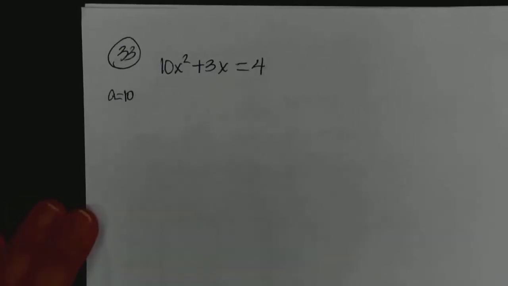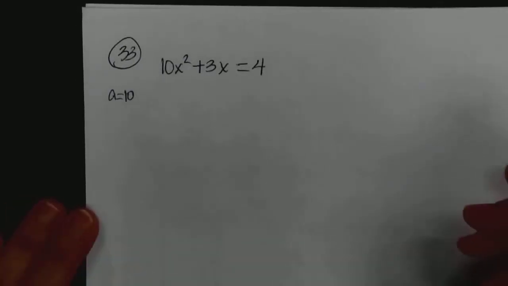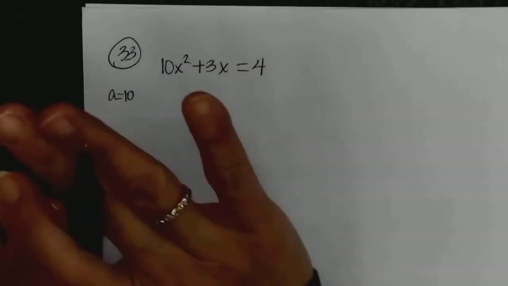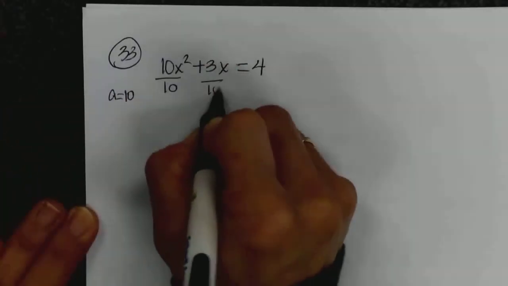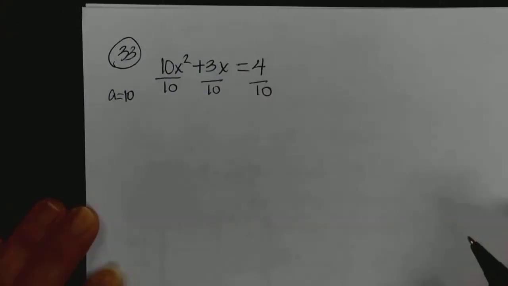All right, so to complete the square, your a always has to be 1. So in this case, my a is what? 10. So how do I make that 10 become 1? Divide it. So you divide everything by 10. So I'm going to divide this by 10, divide that by 10, and divide it by 10.